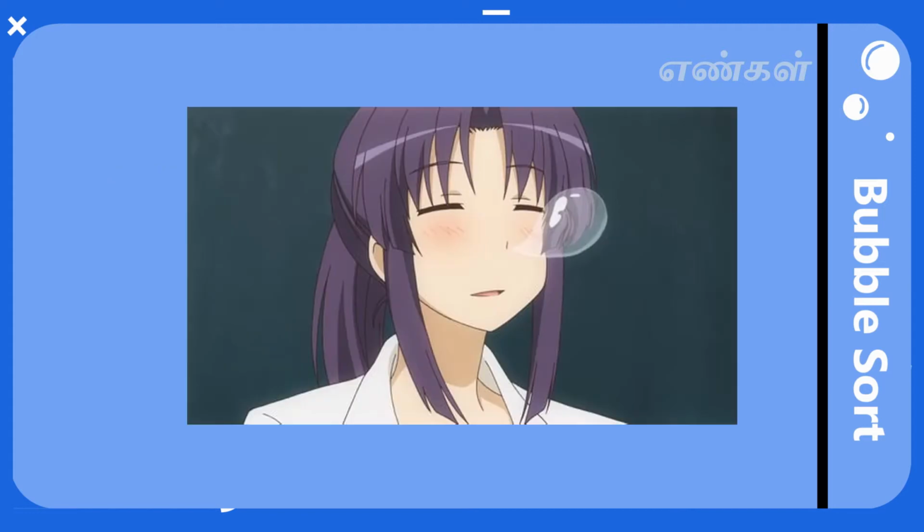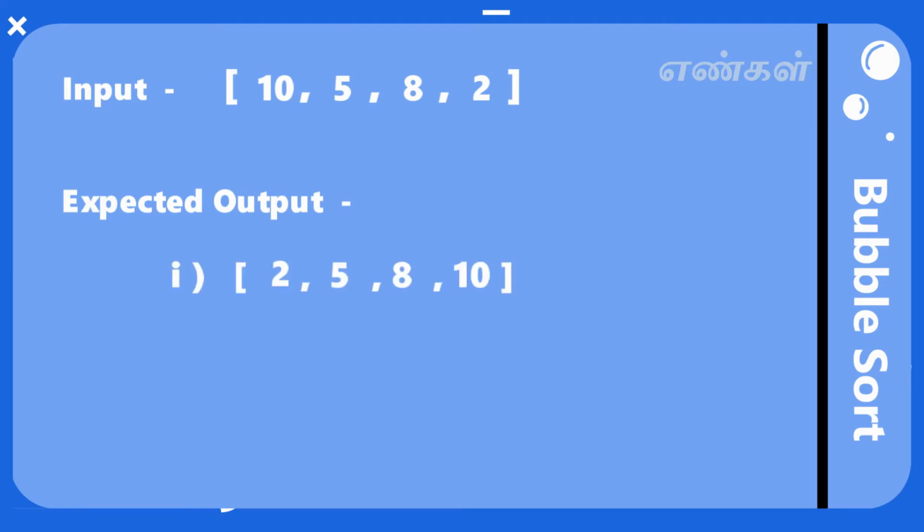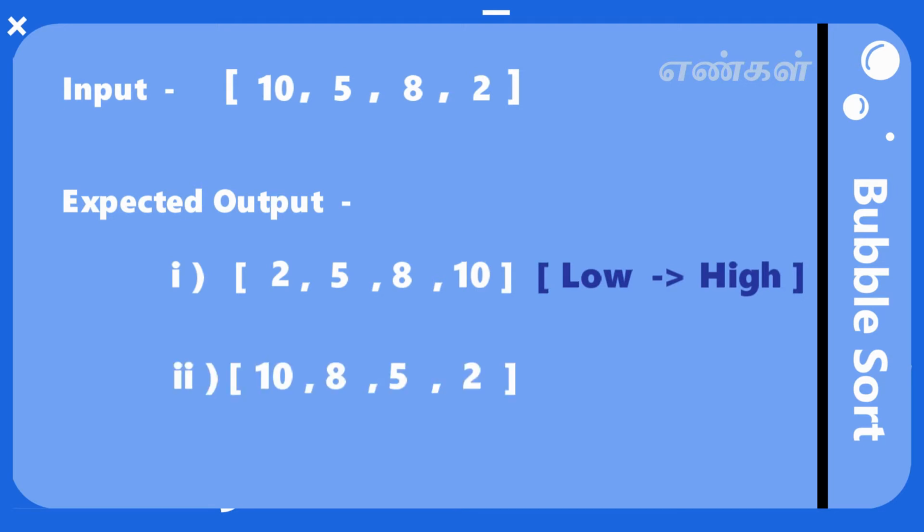Today we're going to learn about the bubble sort algorithm. Let's say we have an input list containing numbers in random order. If we have to write a program that sorts this input list in either ascending or descending order, then the bubble sort algorithm is a technique which we can employ to accomplish this task.